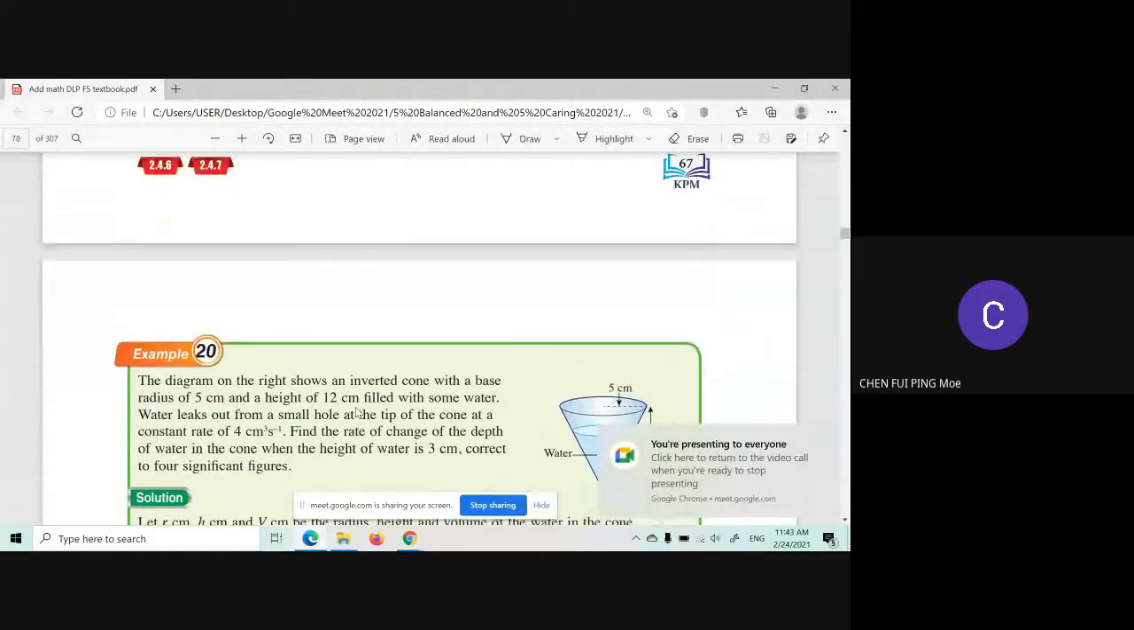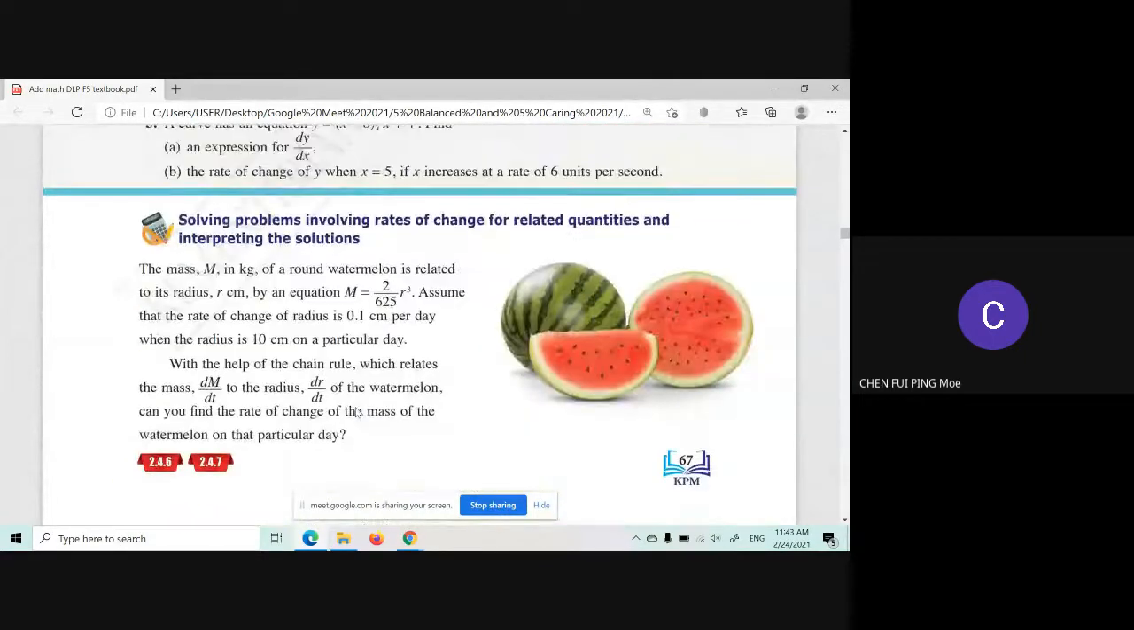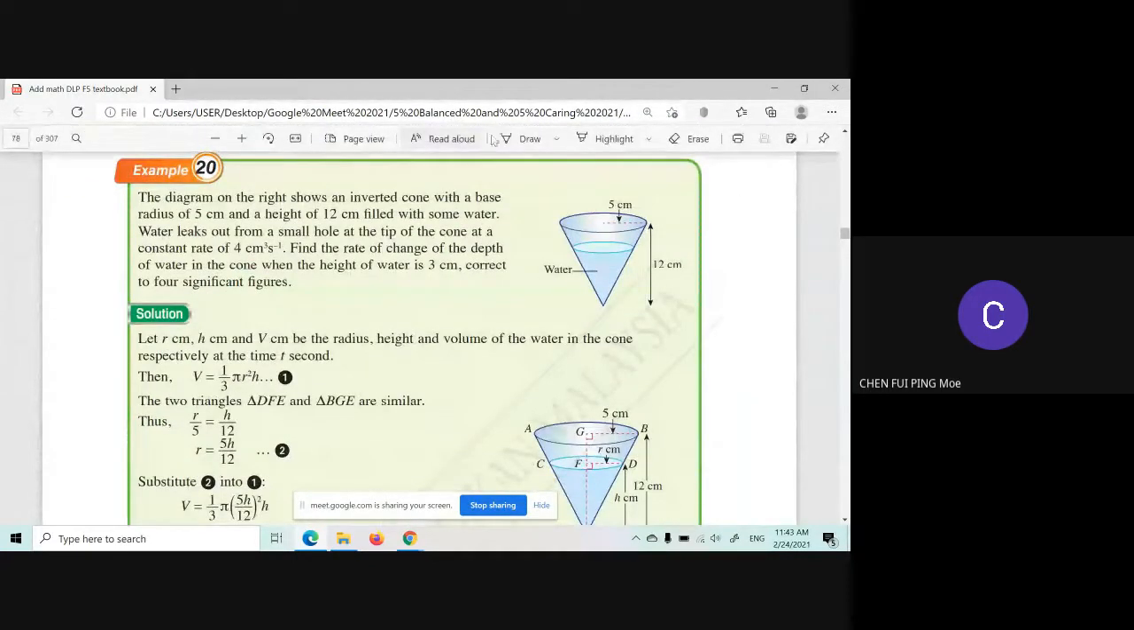Okay, look at this page, page 68. This one is about solving problems involving rate of change. So look at example 20 straight away. The diagram on the right shows an inverted cone with base radius of 5 cm.